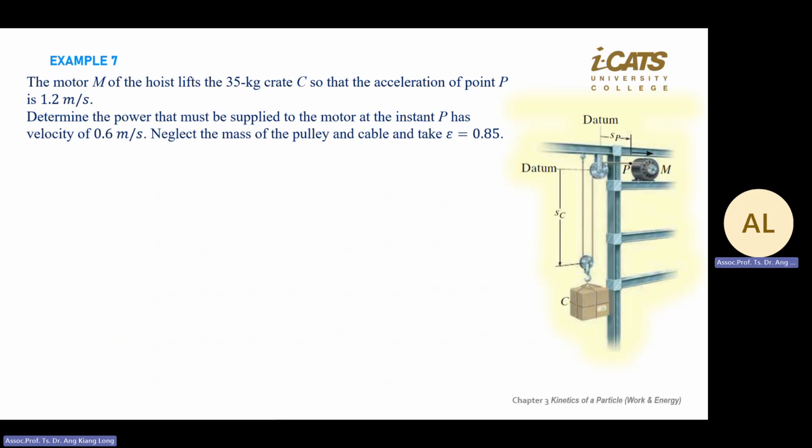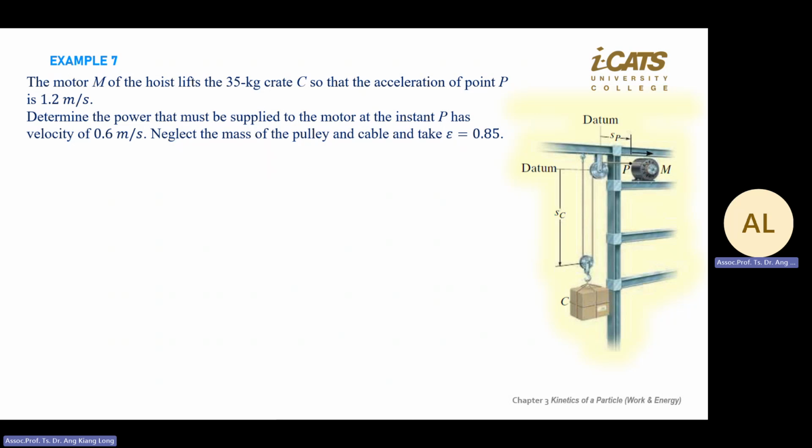Determine the power that must be supplied to the motor at the instant P has a velocity of something. In this case, you're given one value. We're given a V, and power also equal to force multiplied by velocity, or power equal to the time differential of your work. So there are two ways. Ignore the mass of the pulley and cable and take your efficiency as 85%. 0.85 is 85%. So efficiency is input and output.